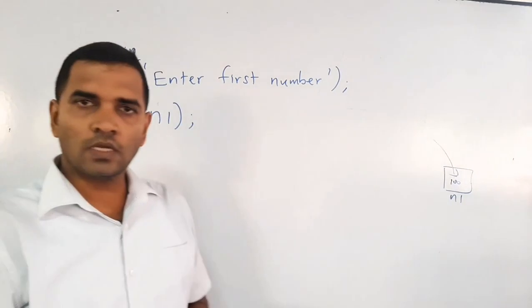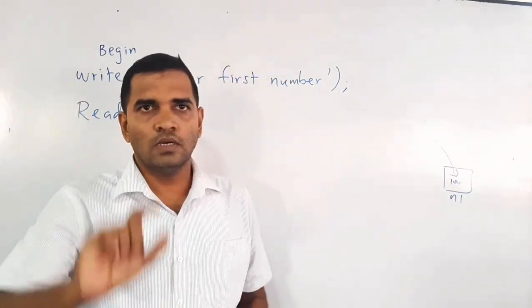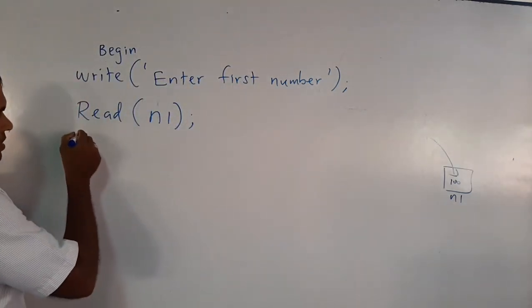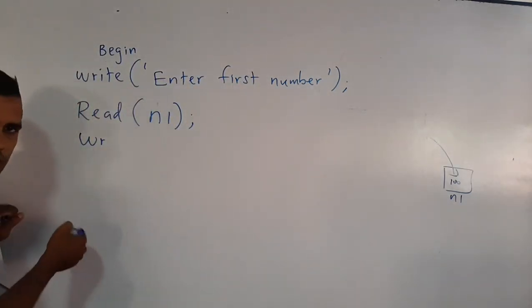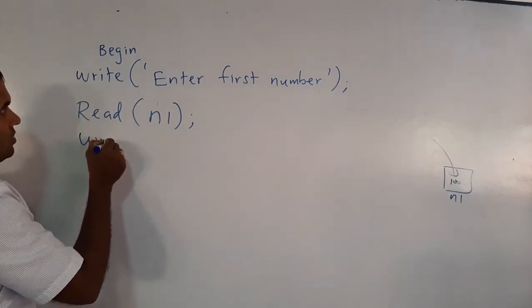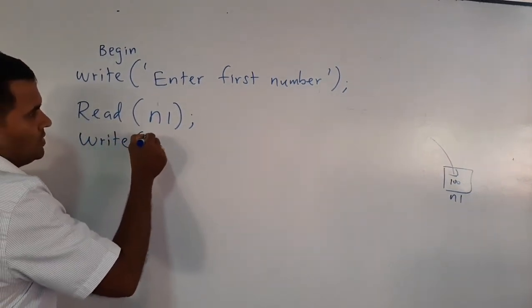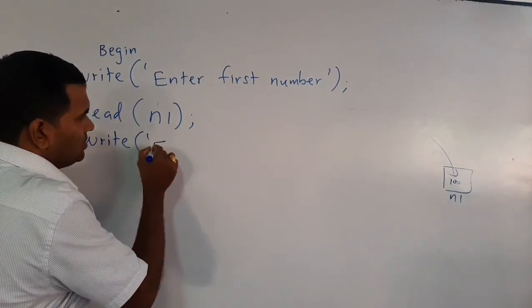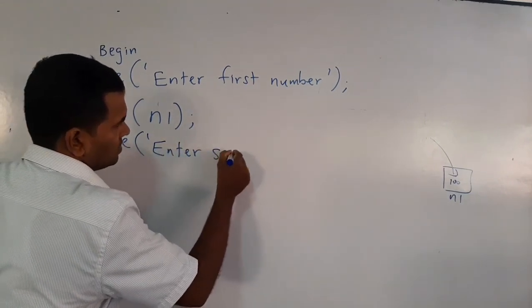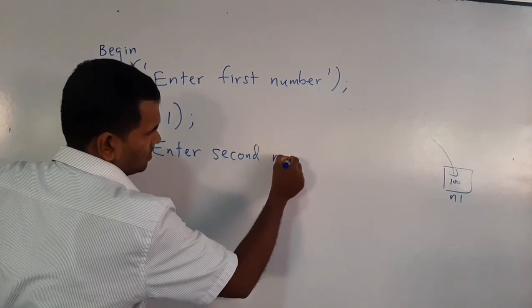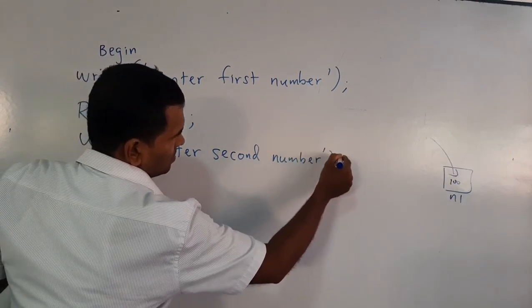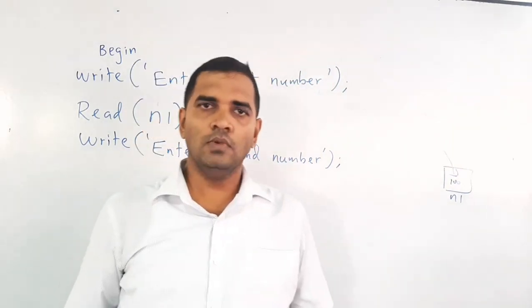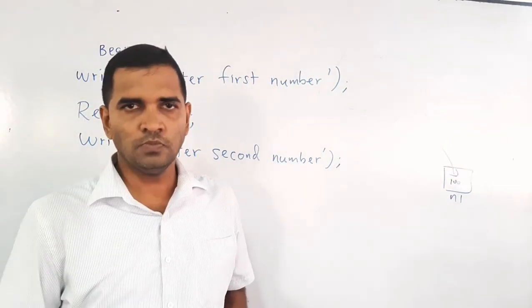Similarly, I have to take the second number. So to take the second number, again, a message should be shown on the screen. To show a message on the screen, it is write. Even you may use write ln, no issue at all. I'm using write. Now give a message to be displayed on the screen. So let me type enter second number. Now the user gets another message, enter second number. Again, that user will respond with a number.